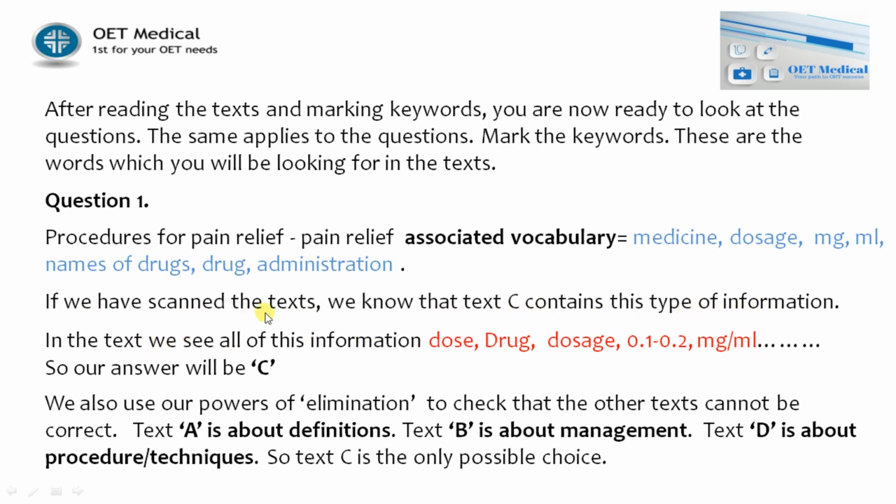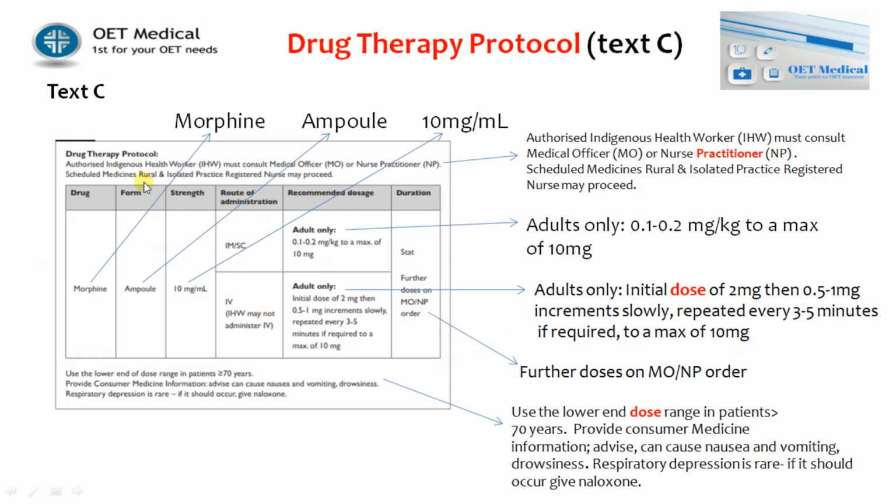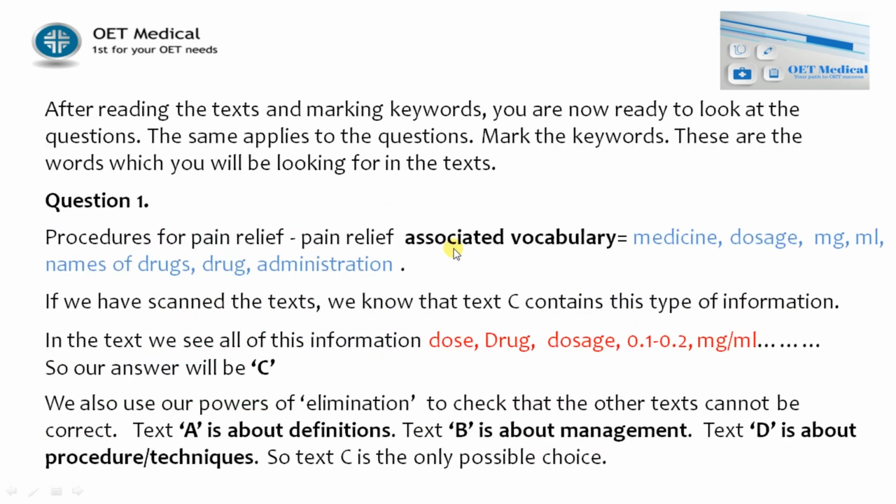If you go back to C, you will see that all this information is in text C. So our answer is more likely to be text C, but just as a check, what you should also do is use your powers of elimination.